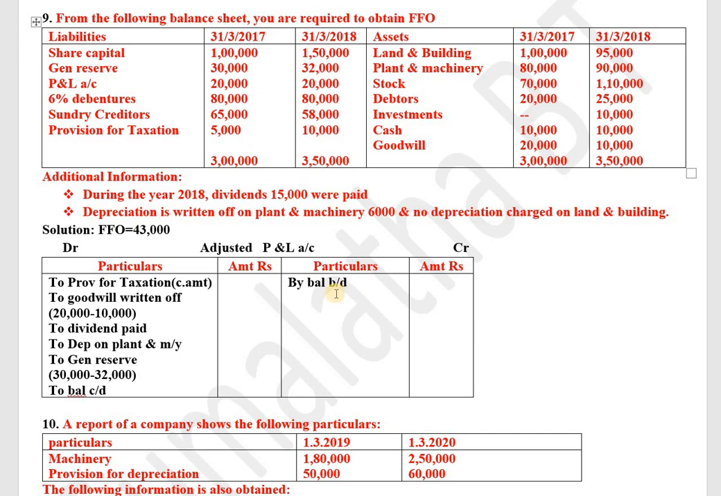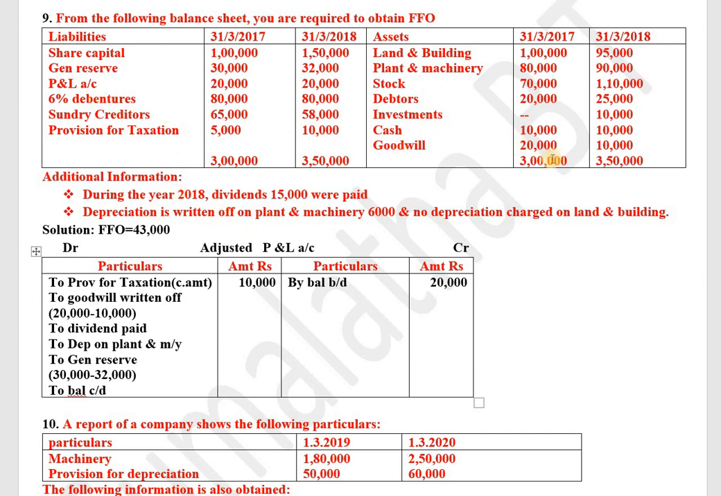Let us do the problem here. See, opening balance. When you check the opening balance in the P&L account, it is 20,000. Record that 20,000. Okay. And next, I have taken provision for tax. For provision for tax, first the closing amount has to be taken. Enter 10,000. And goodwill written off.